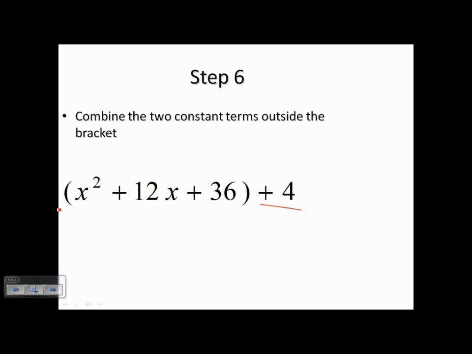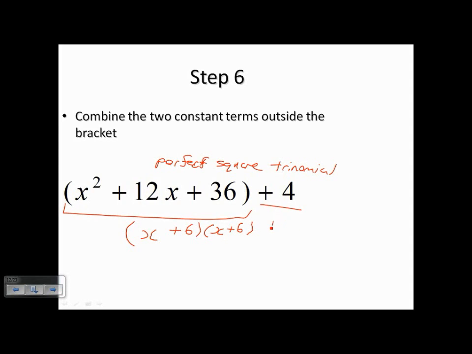So let's see what we have here. What we have left in this bracket is called a perfect square trinomial. A perfect square trinomial can be factored. It's going to be x plus 6 and x plus 6. And still the plus 4 stays outside.